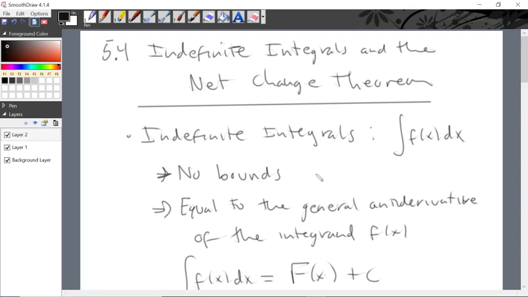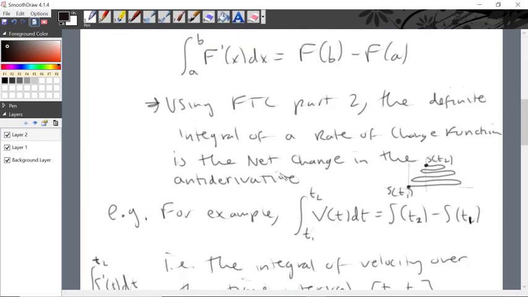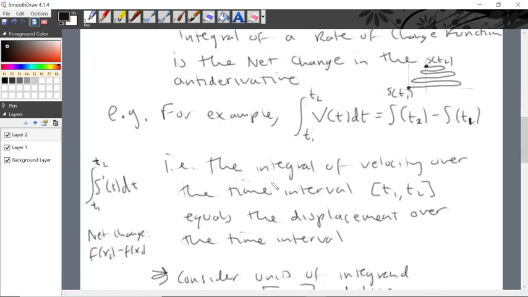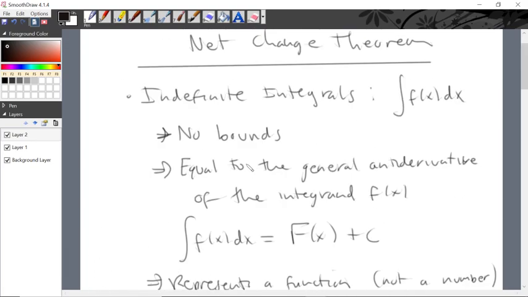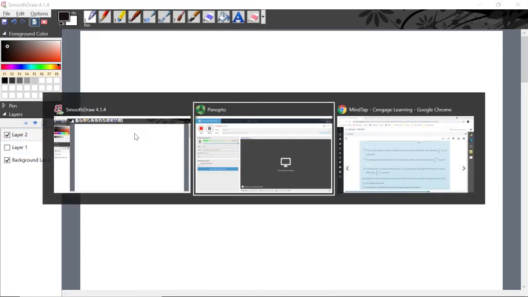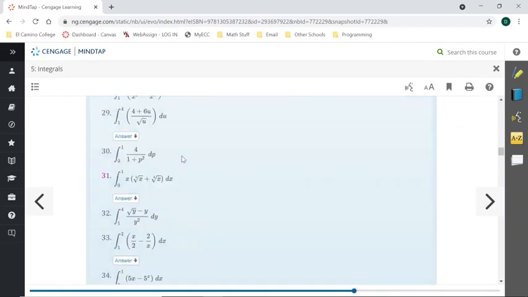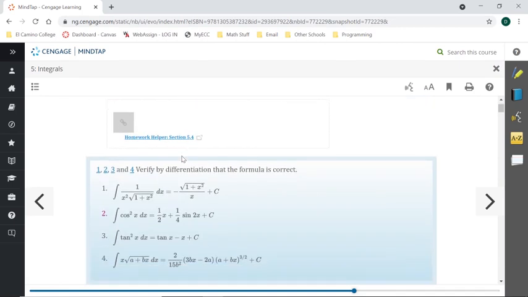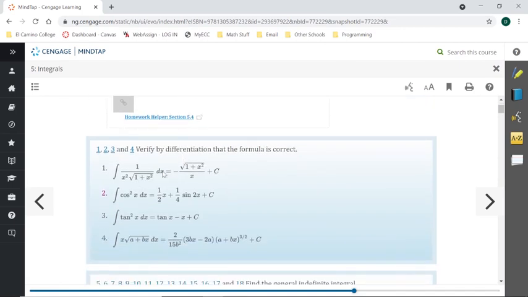So let's take a look at a couple of indefinite integrals here to remind ourselves of the rules of anti-differentiation, reversing the rules of differentiation whenever we can, and take a look at an example or two as well where we can interpret results from a definite integral through the net change theorem. So I'm going to refer back to the textbook here. I'll start with this first example right here.